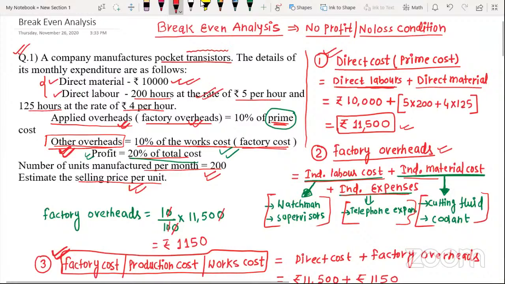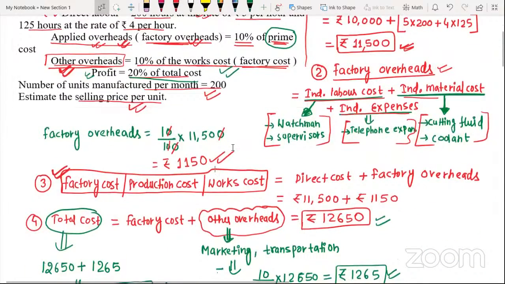They are saying that applied overhead, or factory overhead, is 10% of the prime cost. The prime cost we have got, so with 10% of the prime cost we can find the factory overhead. Now, the factory cost is the summation of direct cost plus the factory overhead. Factory cost means the cost which is present within the boundary of the factory. It is also known as production cost or factory cost or work cost. So it is the summation of both. Now we can find the total cost.